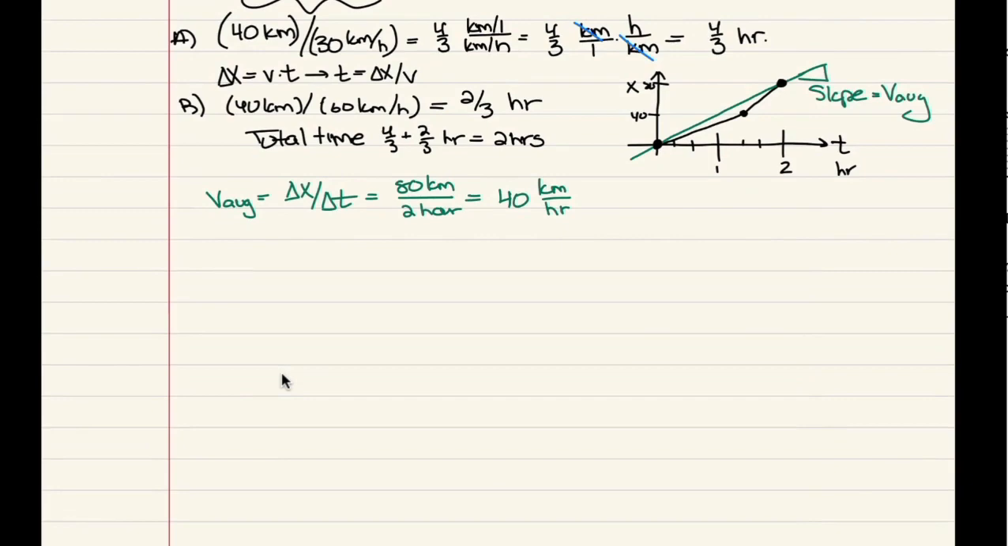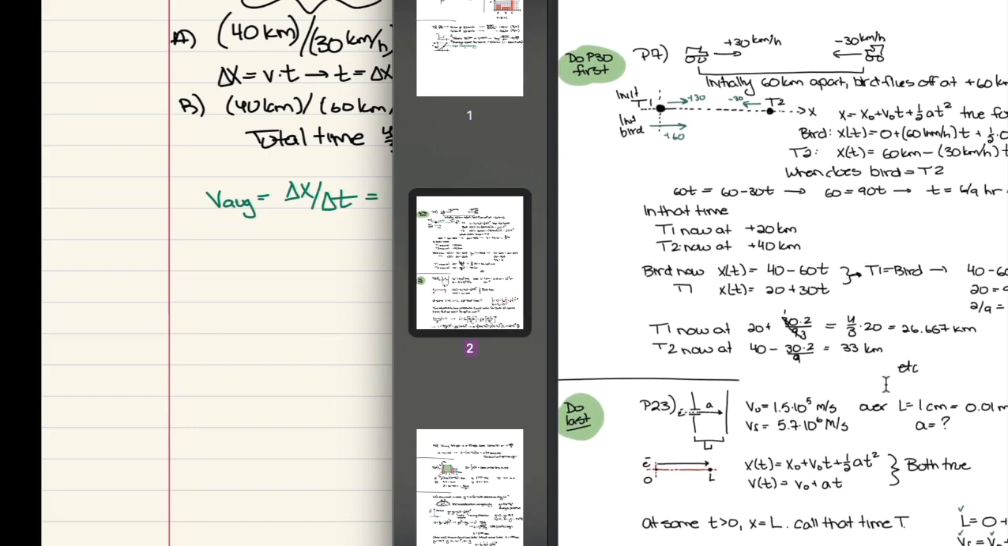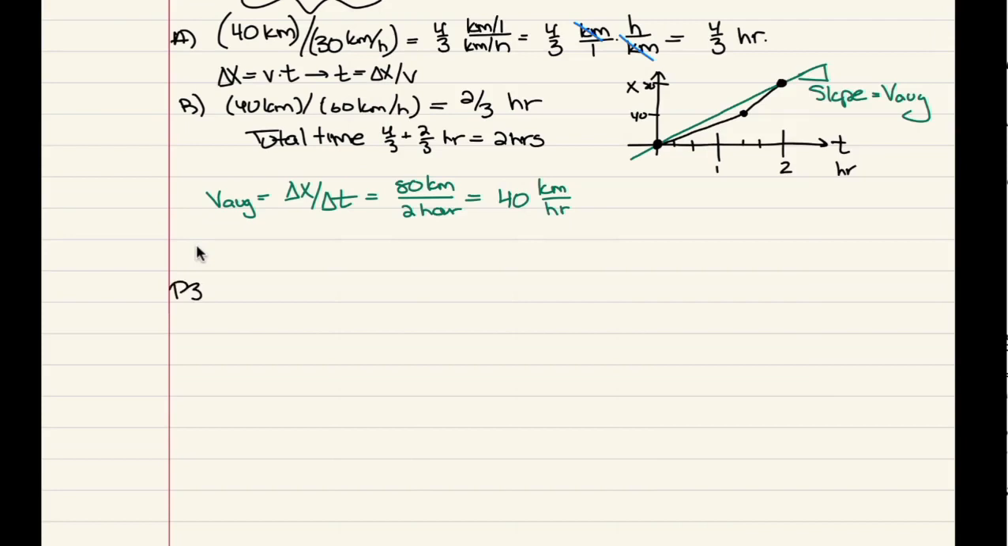All right, how about problem 7? There was an order I wanted to go in. Do 30 first, all right? We're doing 30 first. Problem 30. Oh, I have an augmented version of this. So this is, if you're going too fast and you see a state trooper, how long does it take for you to get under the speed limit?